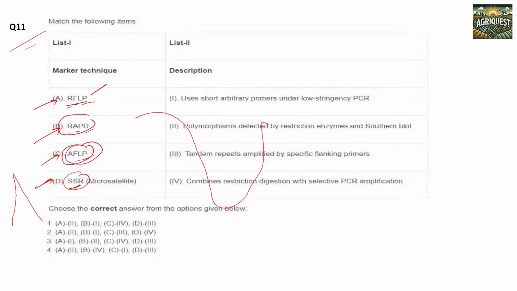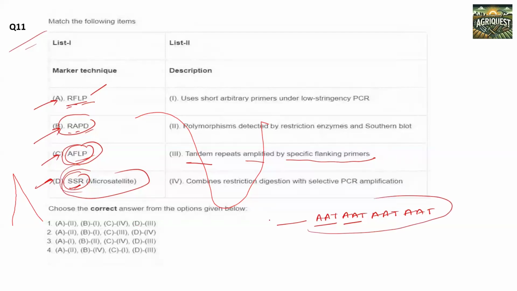The tandem repeat is amplified by specific flanking markers in the SSR microsatellite region. A or T, AAT means the repeat region is present. This is called the simple sequence repeat or microsatellite region, and the SSR is developed from the flanking region of this repeat region. This means the tandem repeat is amplified by specific flanking markers. So SSR is equal to the third option, so D is the third option.